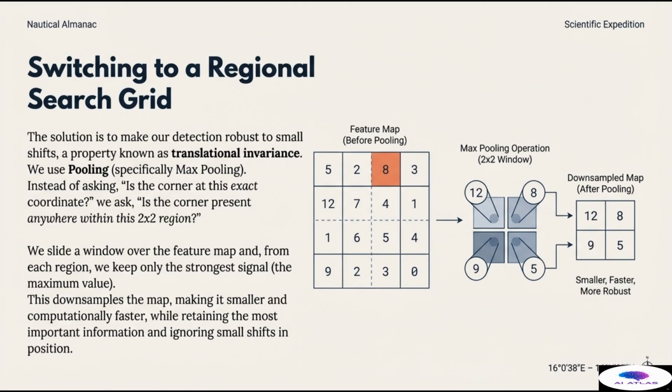By keeping only the maximum, we effectively discard the exact coordinate information, meaning that if the feature shifts by 1 pixel, the maximum value often remains the same, thus achieving invariance. This operation serves two vital purposes. First, it makes our detection robust, ignoring small shifts in position. Second, it downsamples the feature map. A 4x4 map becomes a 2x2 map, making the subsequent steps of the investigation smaller, faster, and computationally more efficient, all while retaining the most critical information extracted by the filters.